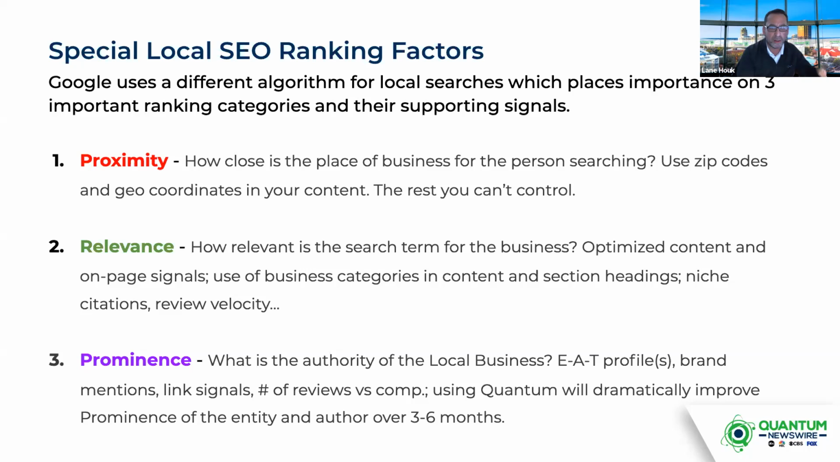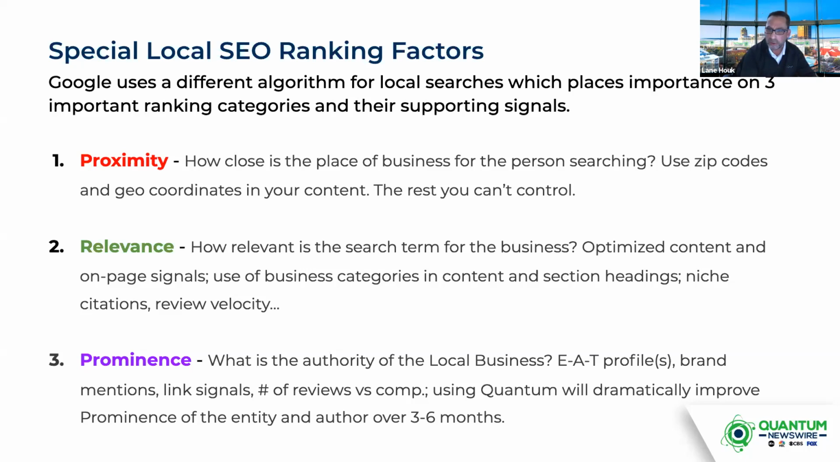The second one is relevance. So how relevant is the search term for the business? Google is always looking for relevance between the site, the Google listing, and the search term. So optimize content and on-page signals. Josh talked about how important that is in your overall SEO strategy. Make sure you nail your on-page signals on the client's website, because that's going to be a huge key indicator for the algorithm about what relevant topic this website should be matched with.